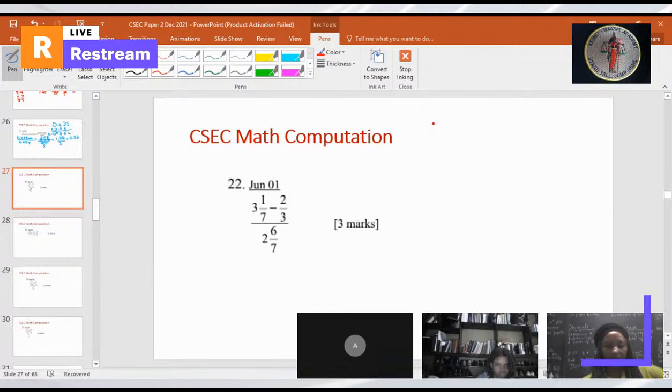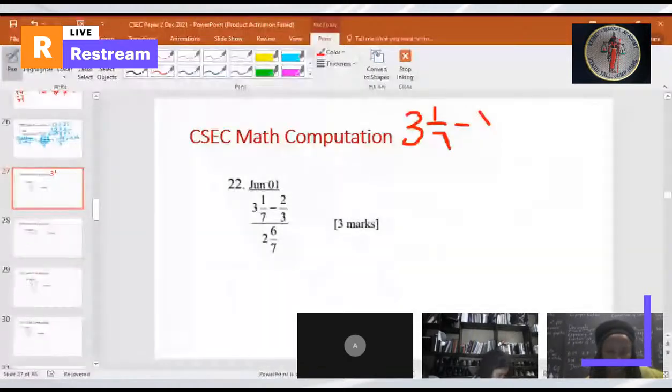So what we're doing, miss, it will be 1/3 and 1/7 minus 2/3. So we're just going to take the 3 out and put it aside. Go again. Okay, so miss, we're going to find the LCM of 7 and 3, which is 21.